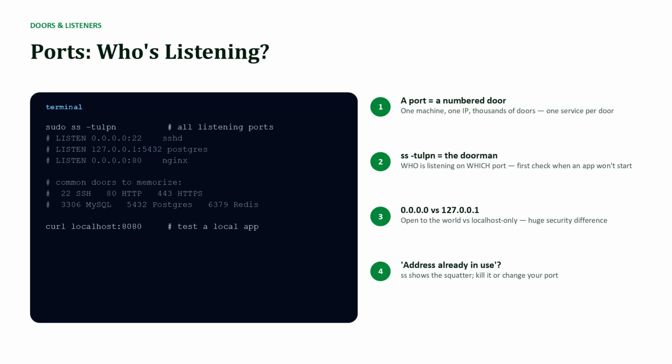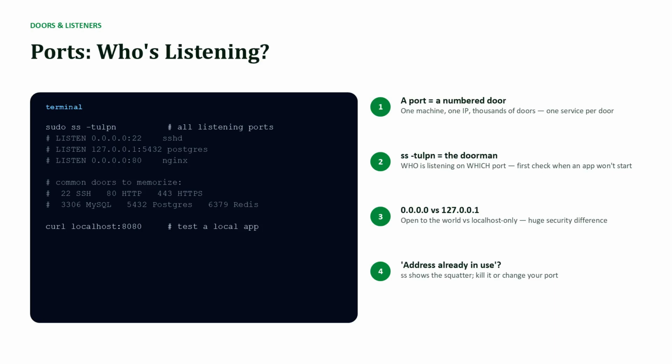Read the address column carefully. 0.0.0.0 means open to the whole world, while 127.0.0.1 means localhost only, a huge security difference for things like databases. And when your app cries "address already in use," ss reveals the squatter on your port, so you can kill it or move. That completes the picture.